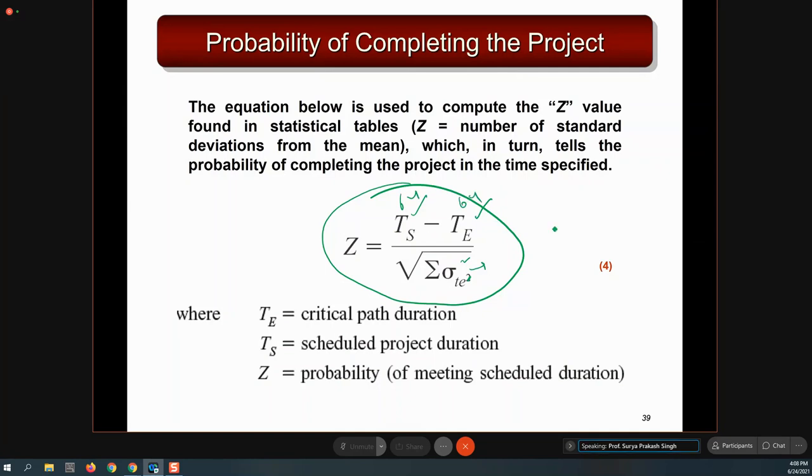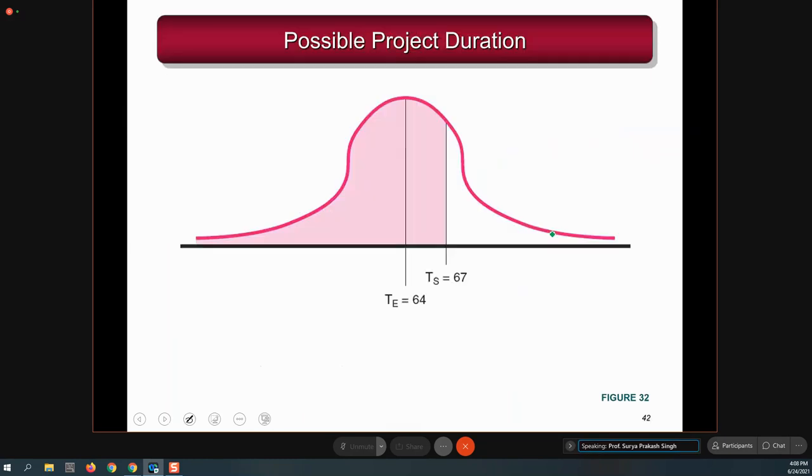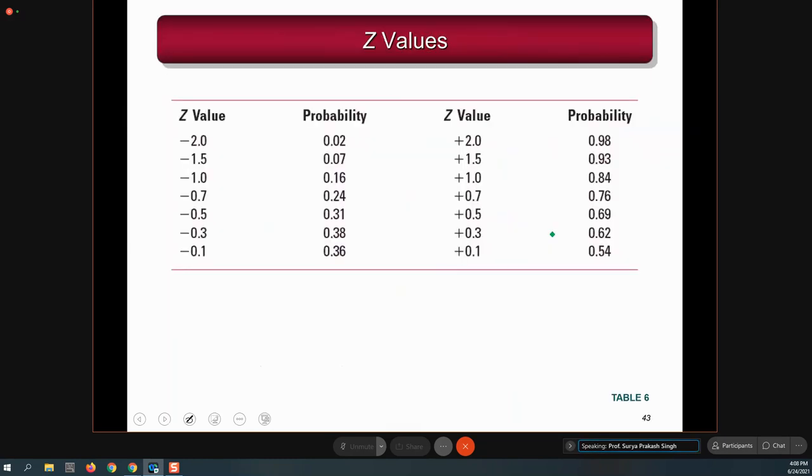So this will become 0. If you see the value of Z in this standard normal table, when the value of Z is 0, you will get your probability as 50%. So it is not here, it is not here, but if you see, it will be 50%.